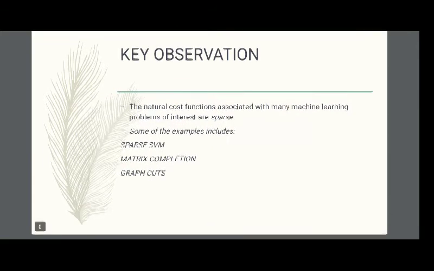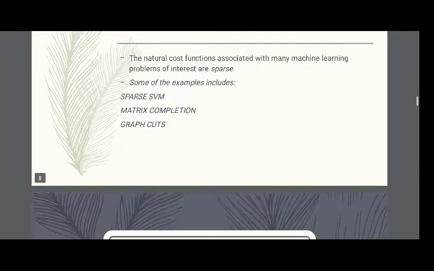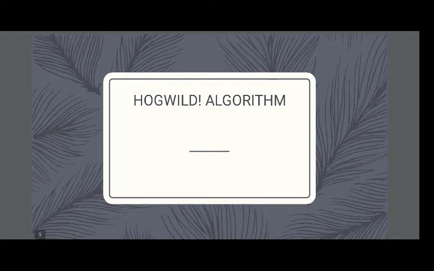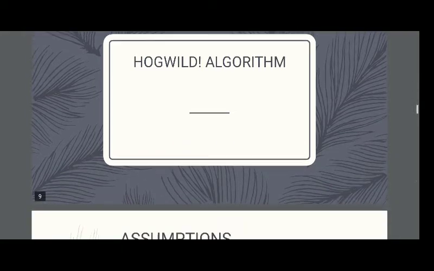The key observation is that the natural cost functions associated with many machine learning problems of interest are sparse. Some of the examples include sparse SVM, matrix completion, and graph cuts. So what is the HOGWILD algorithm?